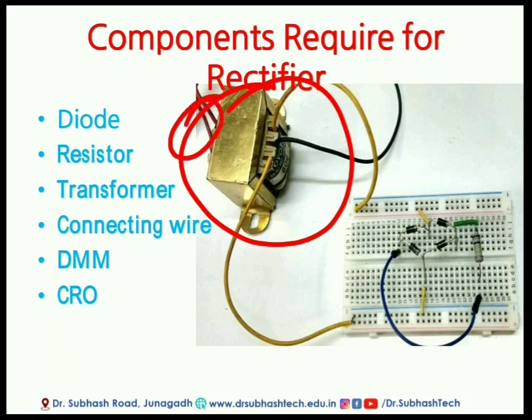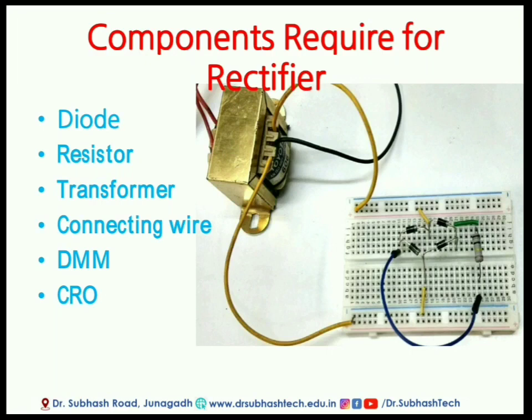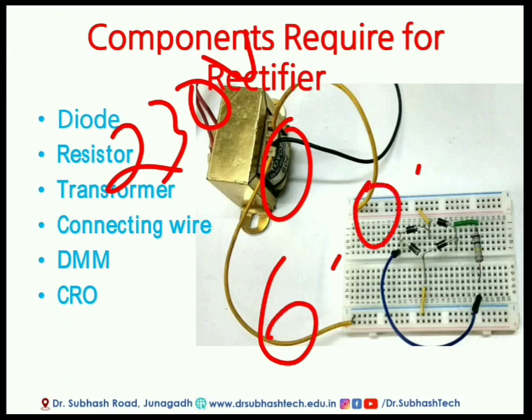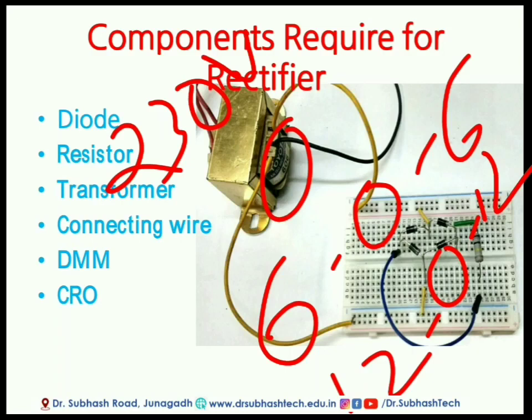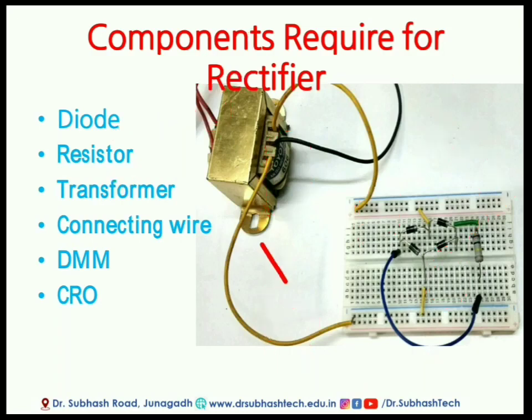Now friends, of all these components, this transformer is a step down transformer. The input of this transformer is mostly 230 volt AC, and according to our requirement 6-0-6 or 12 type transformers are also available. So the output voltage is 12 volt or 6 volt according to our requirement. This diode will conduct in forward bias and not conduct in reverse bias, and this resistor is required to limit the current; its value depends on our requirement of voltage and current.